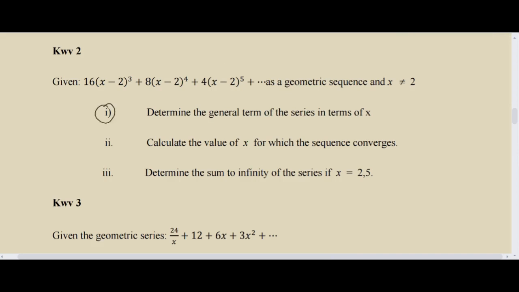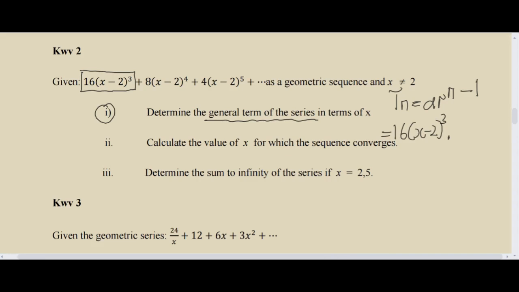We have question 1. It says, determine the general term of the series in terms of x. In order to determine the general term, we need to remind ourselves of the formula Tn is equal to a r to the n minus 1. This is the formula for the general term of the geometric series. Then what is our a? We know that our a should always be the first term. So let's substitute. This is 16 times (x minus 2) cubed, because we are writing it in terms of x, so we are writing all this as it appears.